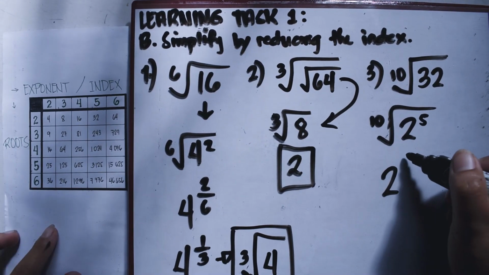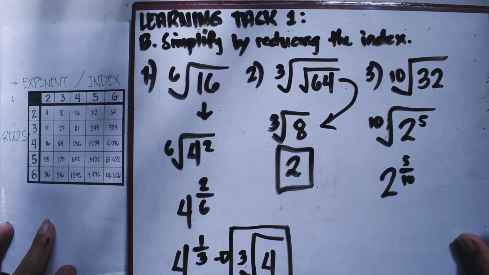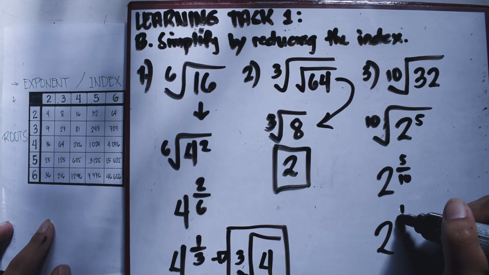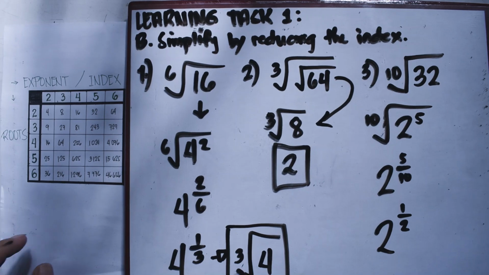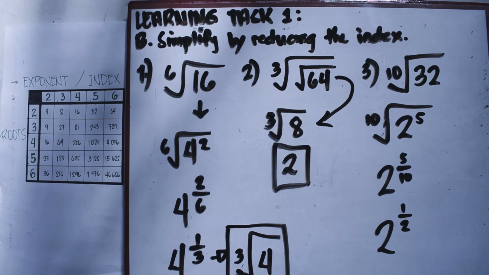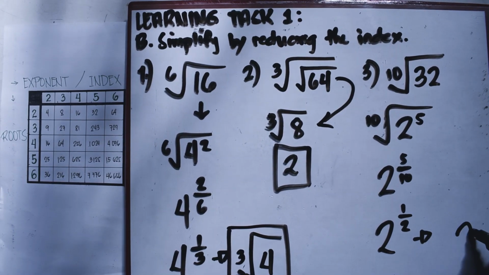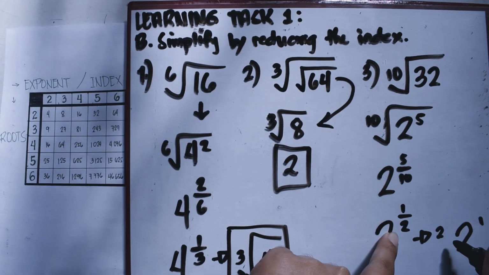Yung ating exponent, yung ating numerator, over yung index natin, ang ating denominator. So, naturo ko naman yan before. So, 5 over 10 reduce. So, 5 over 10 is just the same with 1 over ano? 2, di ba? 5/10 is equal din sa 1/2. So, now, na-express na natin siya, na-reduce na natin yung ating fraction. So, ibabalik na natin siya as radical. So, copy the same base, ang ating numerator, ang exponent, at yung ating denominator, ang index.